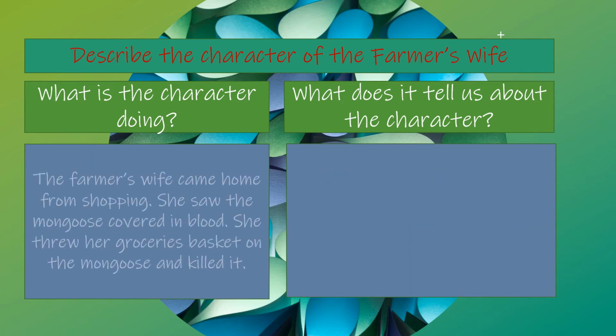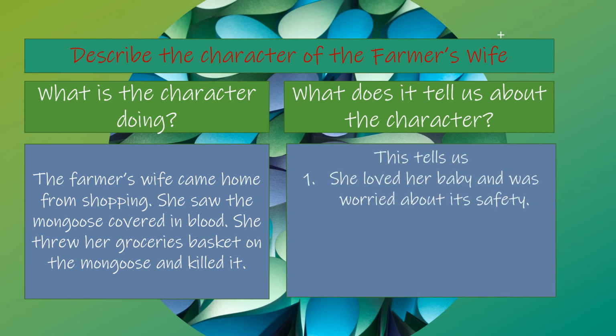What happens next? The farmer's wife came home from shopping. She saw the mongoose covered in blood. She threw her groceries basket on the mongoose and killed it. What does this tell us about the farmer's wife? This tells us she loved her baby and was worried about its safety.